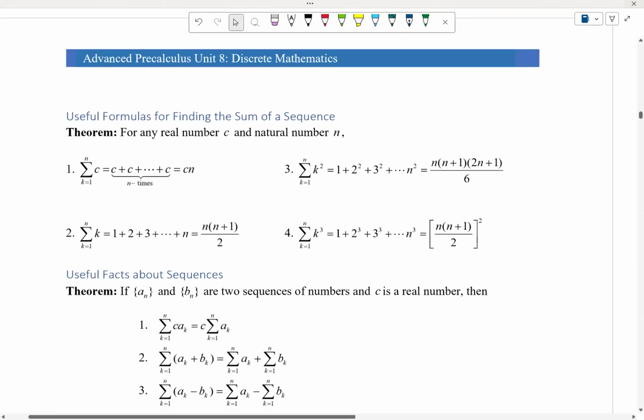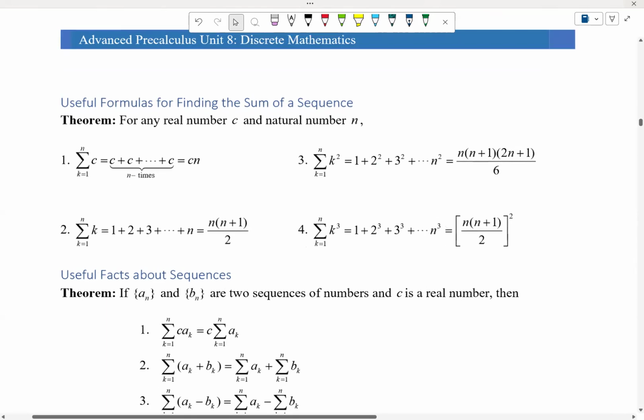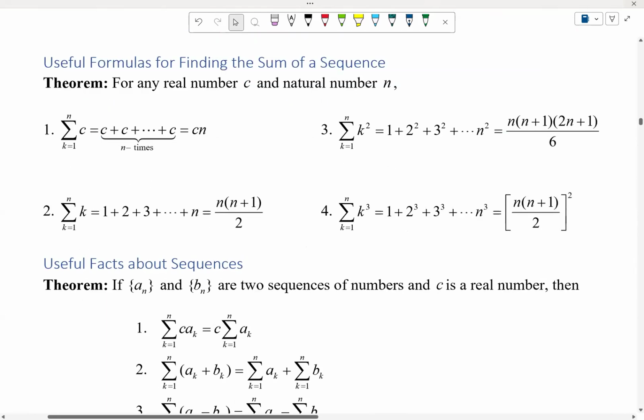Okay, let's finish this up. There are some formulas. You don't have to memorize any of these yet. But I think you may already know number 1. That's exactly what we just did. It's just c plus c plus c plus c plus c, n times. So c times n. Notice all of these begin with k equals 1. So for number 3, if you have k equals 1 to 10, that means it's 1 squared plus 2 squared plus 3 squared plus 4 squared plus 5, 6, 7, 8, 9, 10 squared.